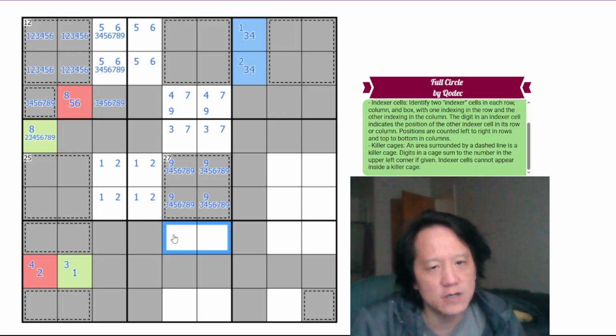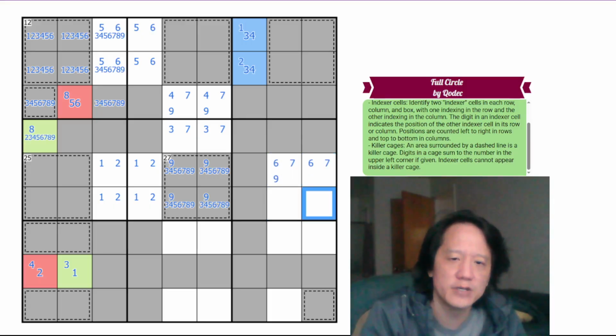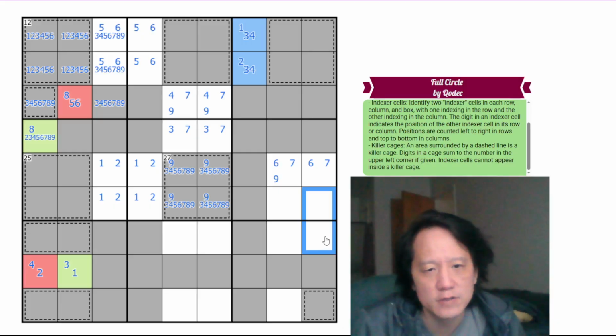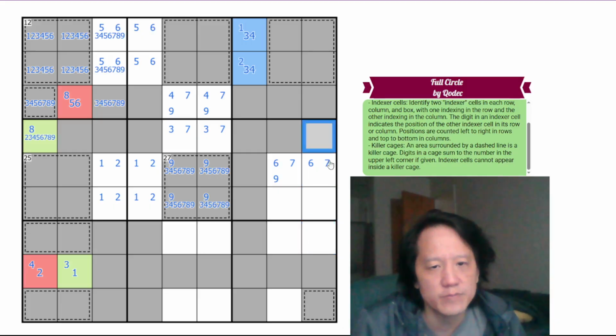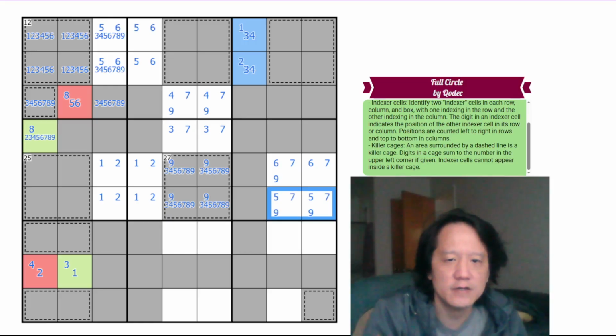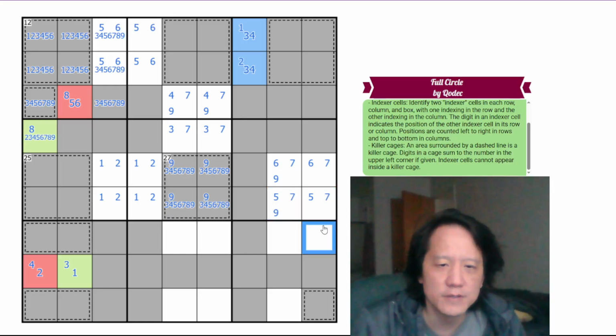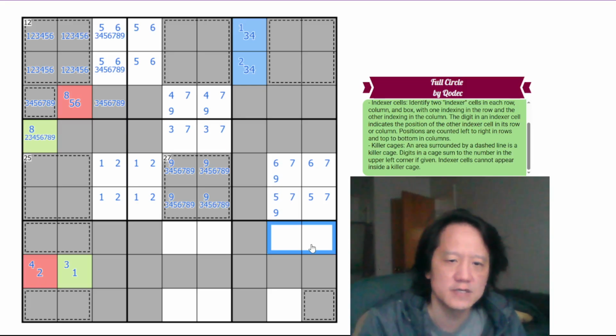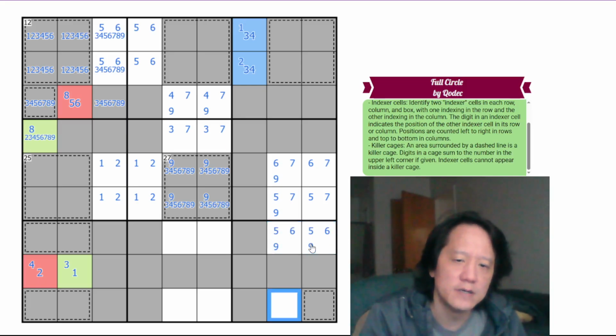If this indexes column, this indexing column would be 6, 7, or 9 here. So 6, 7, or 9, but this cannot be 9 because it would only be 6 or 7. We know 2 out of these 3 must be indexers. That's interesting. Does it tell us much? I don't know particularly. These would be 5, 7, and 9, and this can't be 9. And this would be 5, 6, and 9. This would be 5, 6, or 7, and this can't be 9.